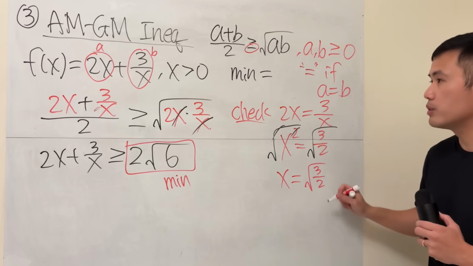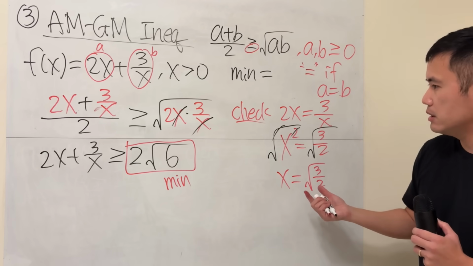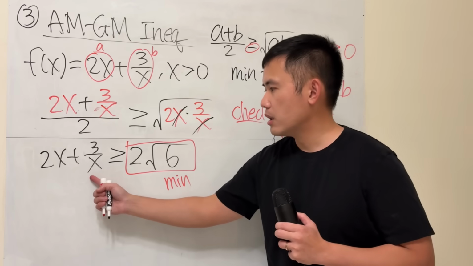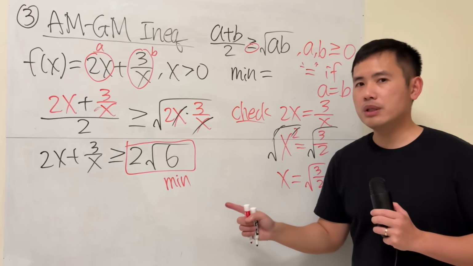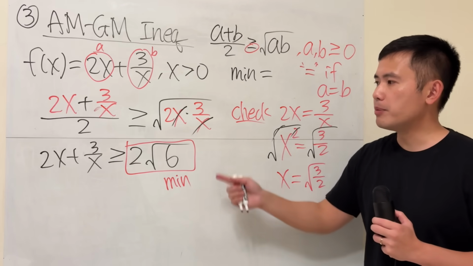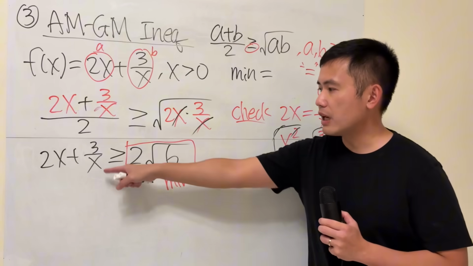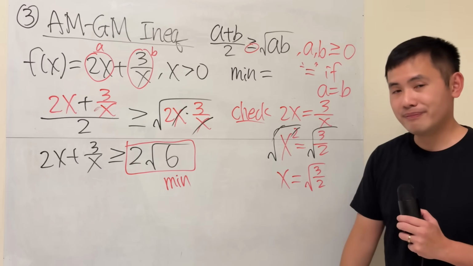so x is equal to positive square root of 3 over 2. If you put this in here and then work that out, I guarantee you that you get this. So this right here is achievable by that function. So this is the minimum value of that function. And we are done. Very nice, huh?